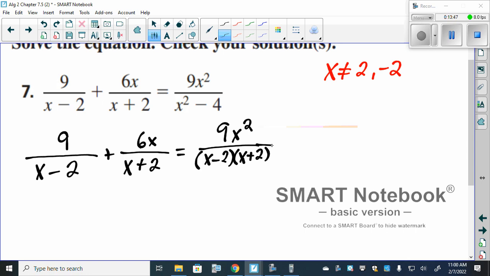So what do we need to multiply each one of these by? Well, x plus 2 and x minus 2.